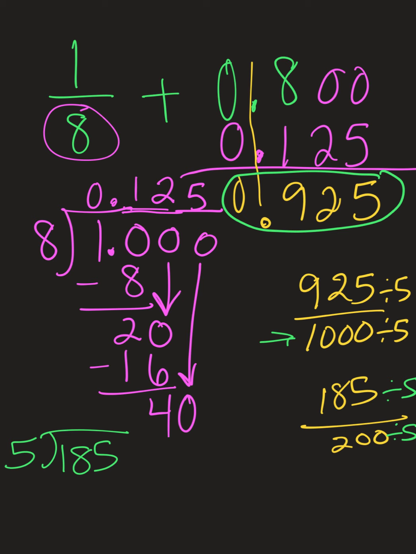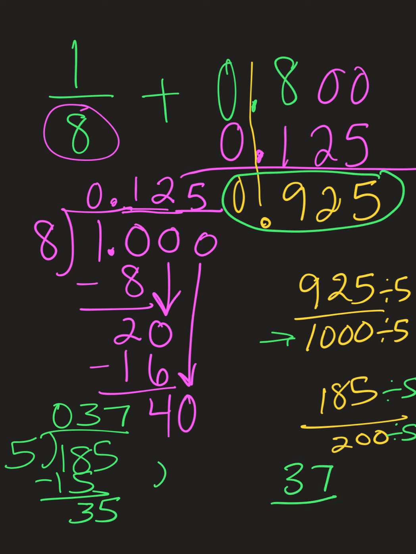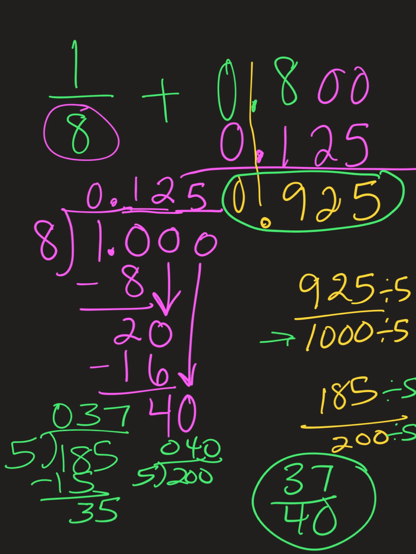So 5 into 1 is 0, 5 into 18 is 3, because I can get 15 in there. And 5 into 35 is 7, so I have 37 over, and 200 divided by 5 is 40. So 37 40ths.